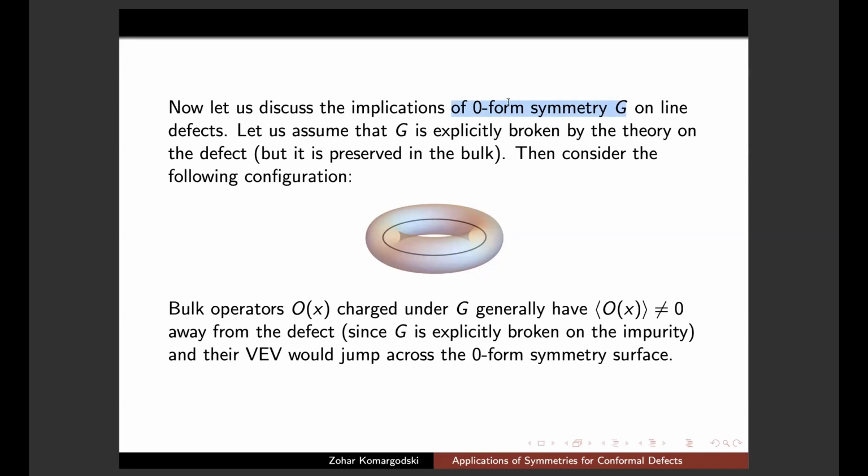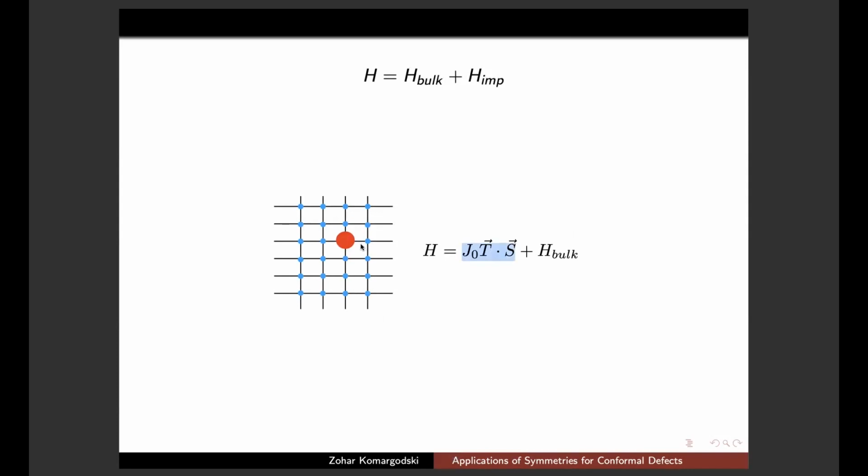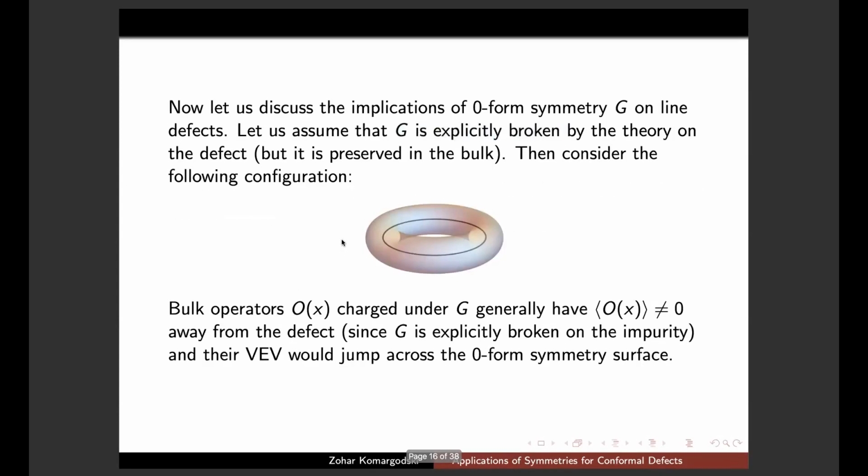So the first case is when the line explicitly breaks the symmetry. So the theory on the line, think about this example before. You write some kind of coupling of the line operator to the bulk, and you can also add quantum mechanical degrees of freedom on the impurity. And so one case is that those interactions just completely break the symmetry G, or break G to a subgroup. Okay? So in this case, the symmetry G is broken by the line operator. What are the consequences of that? Oh, I'm assuming that it's not broken in the bulk, of course. I'm assuming that it's broken only by the line operator.